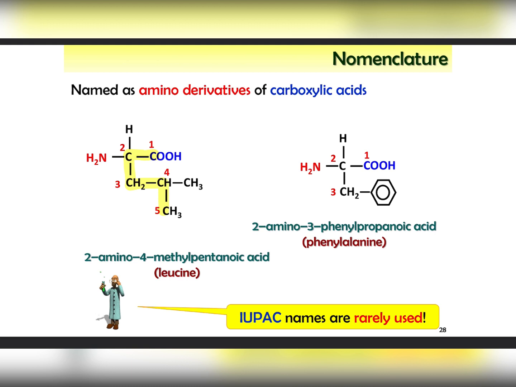Okay, so next kita ada, okay, ni dia punya parent chain. So this is your carbon number 1, number 2, number 3. Okay, so dia sampai sini je, carbon number 3. This one is considered as your substituent, which is benzene ring sebagai substituent kita panggil phenyl. So 3 carbon, which means this is propanoic acid, and you have amino here.